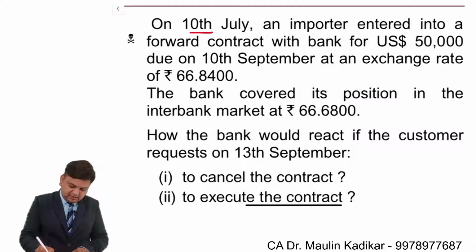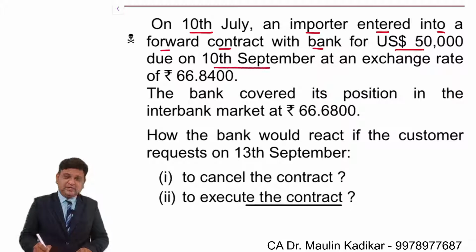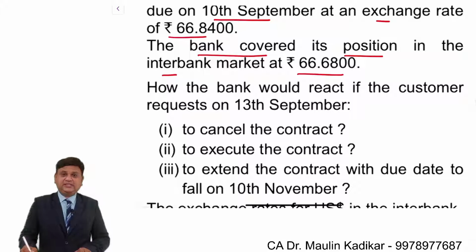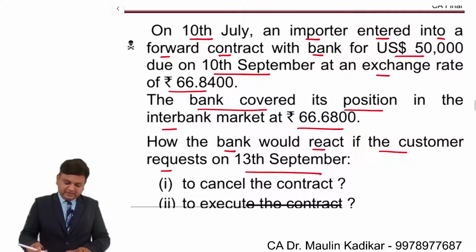On 10th of July, an importer entered into a forward contract with the bank for 50,000 US dollar due on 10th of September at an exchange rate of 66.84. The bank covered its position in the interbank market at 66.68. How would the bank react if the customer requests on 13th of September, which is after 10th of September.